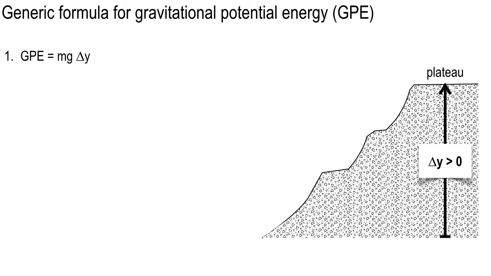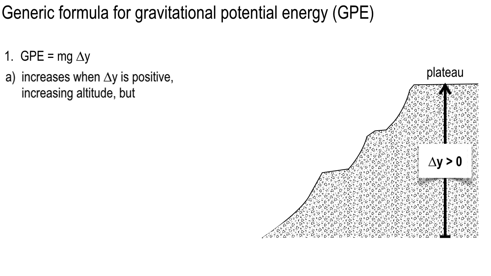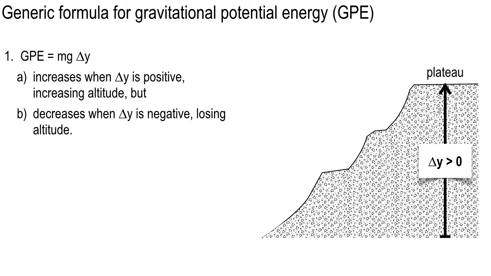All right, so the generic energy formula for GPE, gravitational potential energy, is mg delta y. Now, in this particular case, use 9.8. And that way, when delta y is negative, it'll signify that you're losing potential energy. But when delta y is positive and increasing altitude, you'll be increasing your potential energy. And of course, it decreases when it's negative and losing altitude.